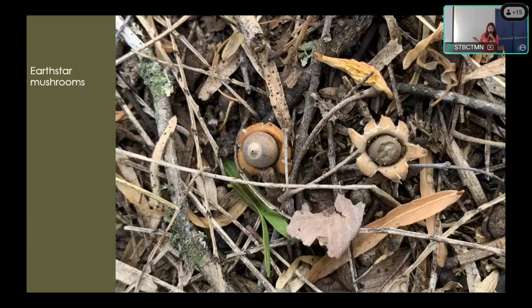These are earth star mushrooms. I'd never seen anything like this before, but if you go hang out in any of these tracts, and this is actually at La Sal del Rey, which again is reforested. It's not old growth, like super prime healthy habitat, but obviously there's something going on there that's allowing for cool mushrooms like this to come up because I do not get these in my yard.